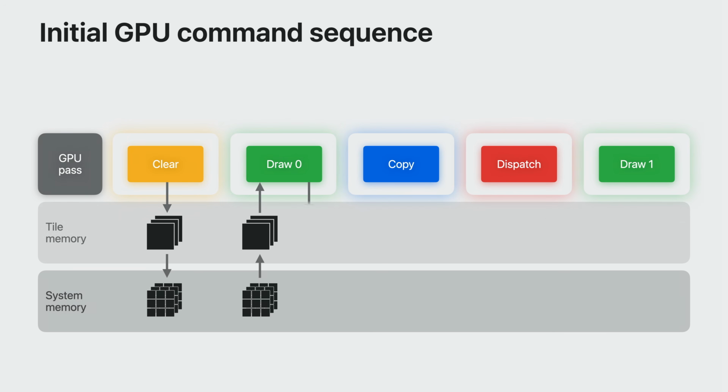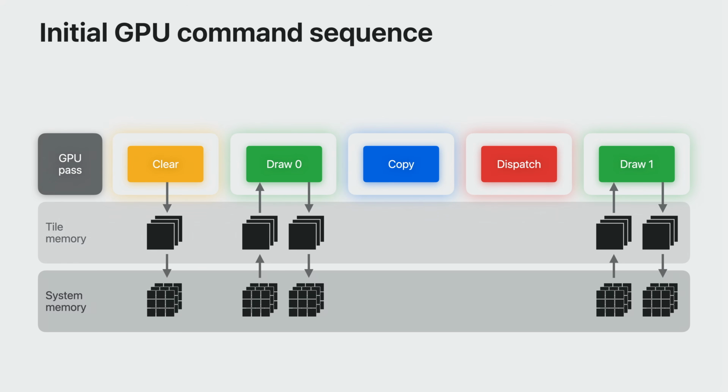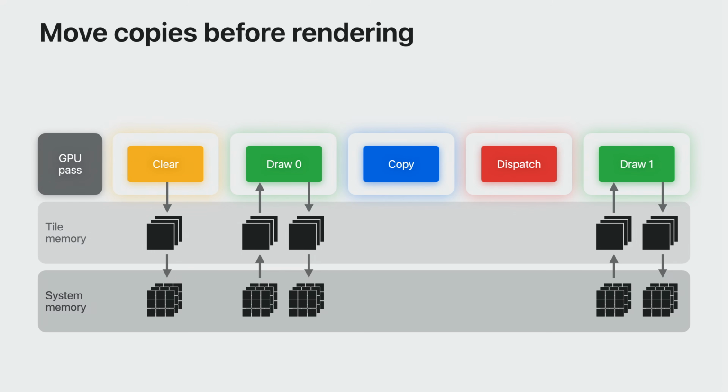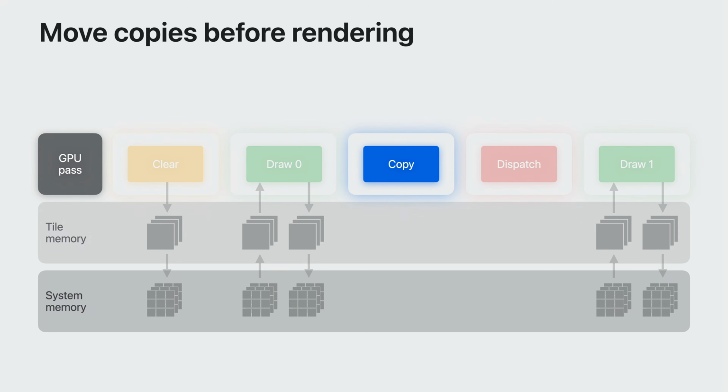Say you have the following sequence: a render target clear, a draw, a copy, a dispatch, and another draw. In particular, look at all the memory traffic between system and tile memory generated in this sequence. This is not ideal. The copy in the middle of the stream copies uniform data for subsequent draws, in this case draw 1. The recommendation is, if possible, to move and batch these copies before rendering to avoid interrupting the rendering pass.